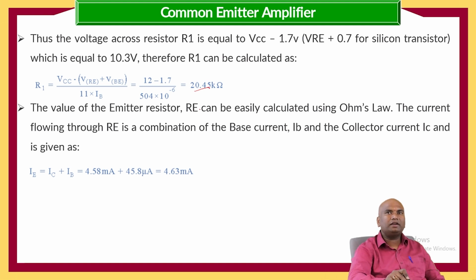And the value of emitter resistance can be easily calculated using Ohm's law. If we know IE, we can calculate the RE value. The current flowing through RE is the combination of base current and collector current. That is, IE equals IC plus IB, which equals 4.58 milliamperes plus 45.8 microamperes, that is equal to 4.63 milliamperes.